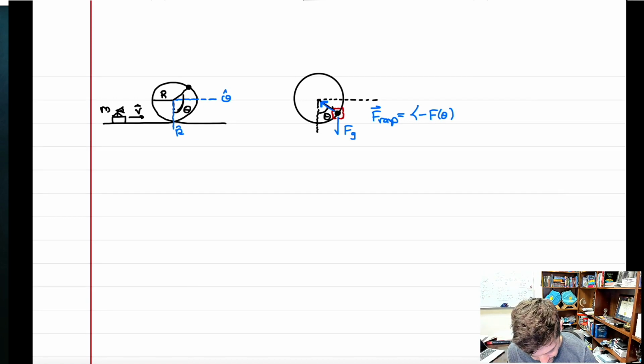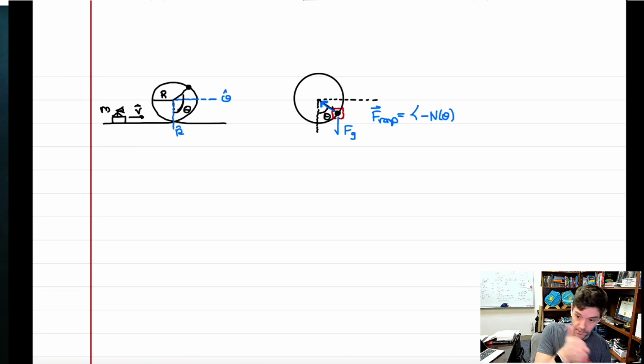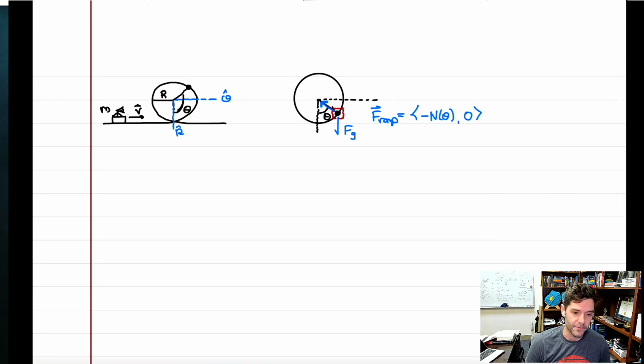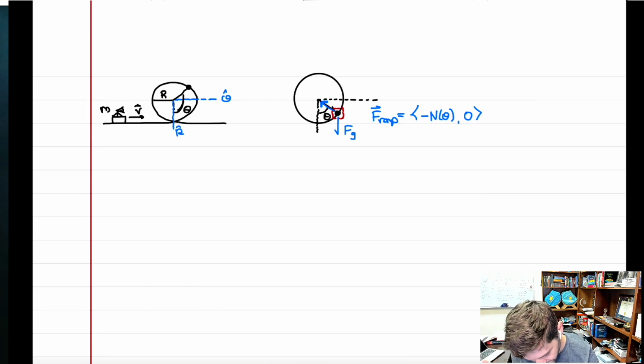Well, maybe, since we all love normals, right? There is the component that's normal to the loop, or the ramp, and there's nothing that's pointing in the azimuthal or tangential direction. Again, this is a benefit of us using polar coordinates, because then this force is entirely restricted along the radial direction. It always points towards the center of the circle, hence why the negative sign.